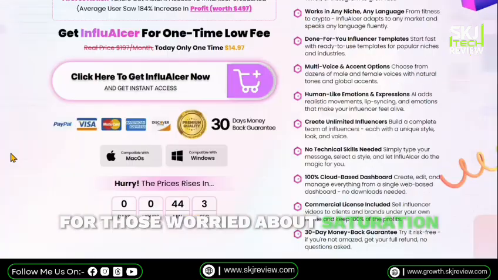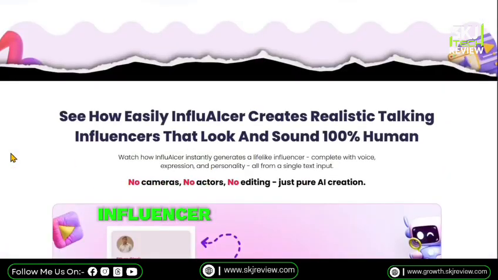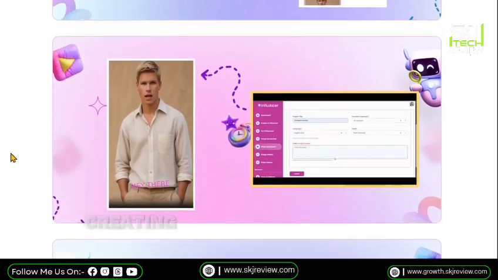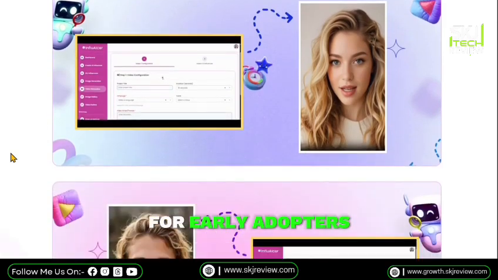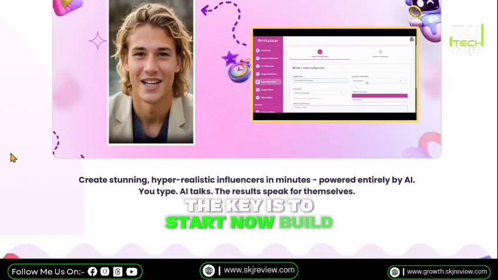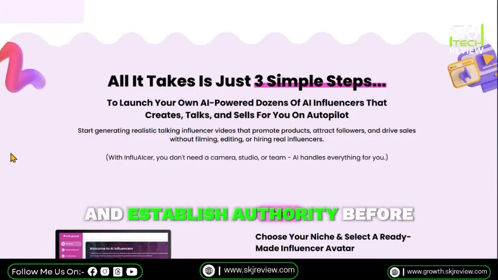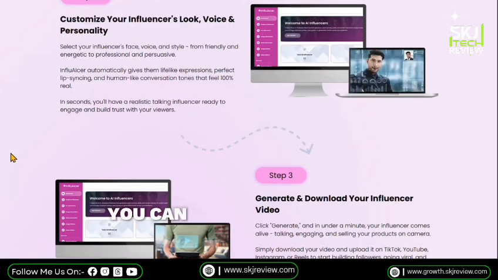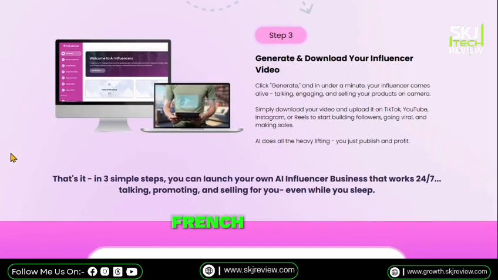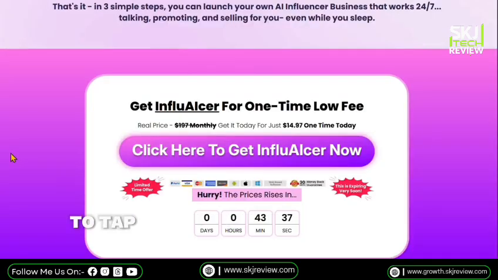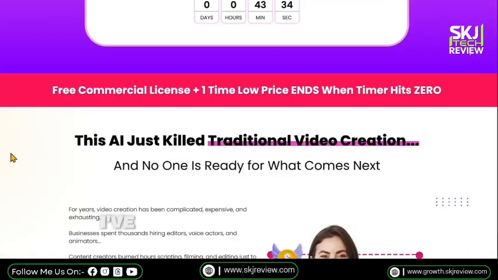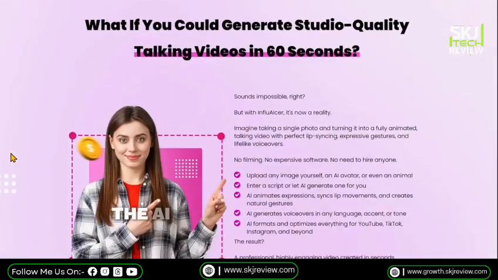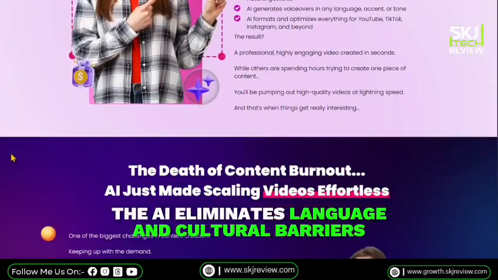For those worried about saturation, remember that AI influencer marketing is still in its early stages. Major brands are just beginning to adopt this technology, creating massive opportunities for early adopters. The key is to start now, build your audience, and establish authority before everyone jumps in. Another advantage is the multilingual capability. You can create influencers speaking Spanish, French, German, or any major language to tap into international markets. I've seen creators from India successfully target US audiences and vice versa. The AI eliminates language and cultural barriers.